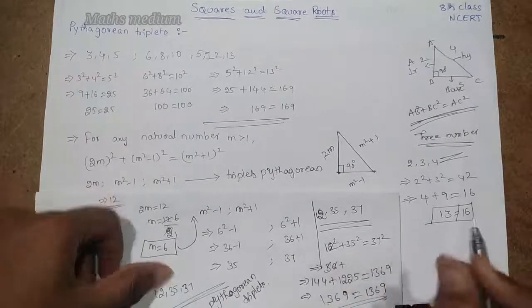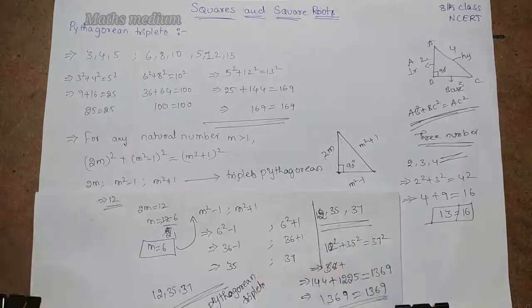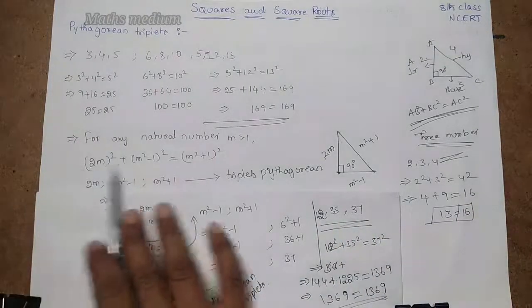So this is about the Pythagorean triplets and how to find Pythagorean triplets based on the simple formula.